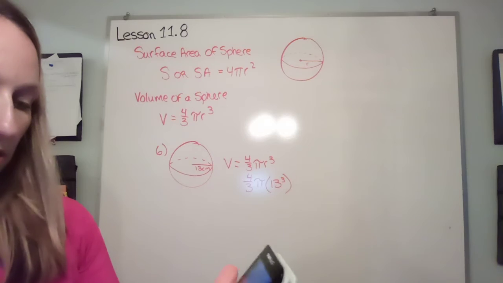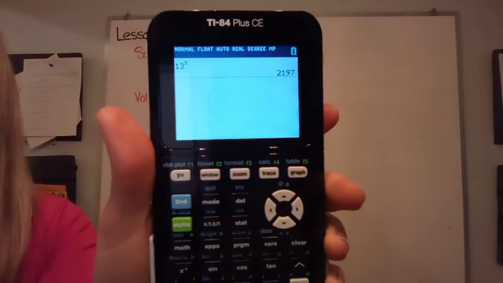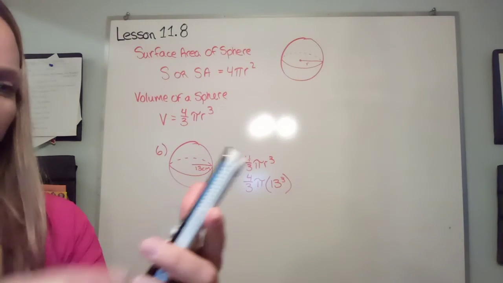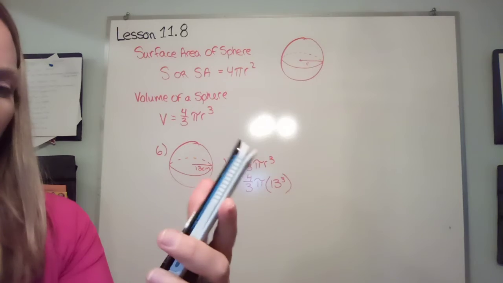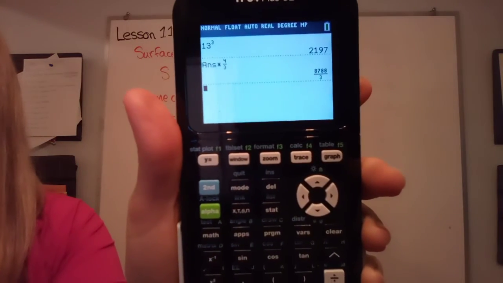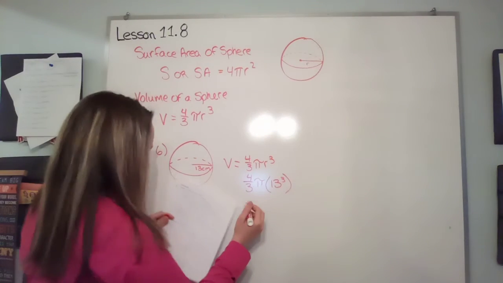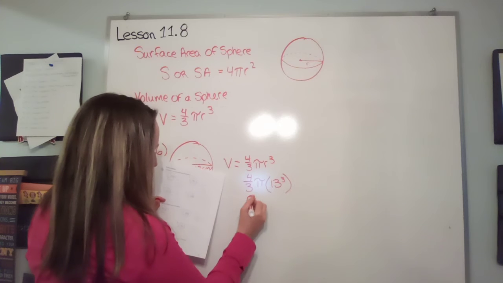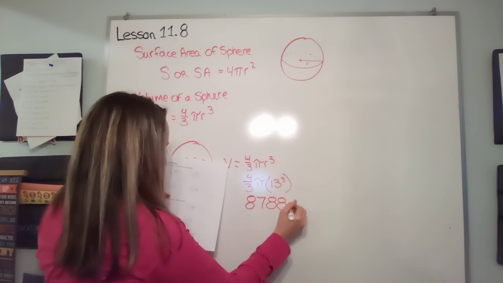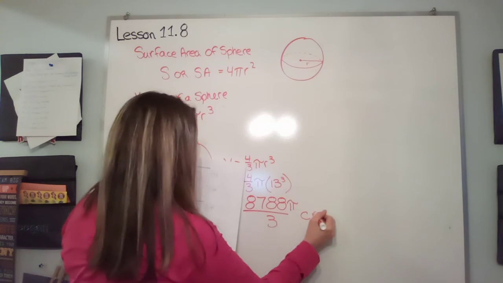All right, so it's 13 cubed, right? 13 cubed. Then you're going to multiply that by 4 over 3, and you get 8,788 over 3. And then you put the pi on there because I didn't multiply by pi in my calculator, obviously, because I don't want a decimal. So 8,788 pi over 3 centimeters cubed.